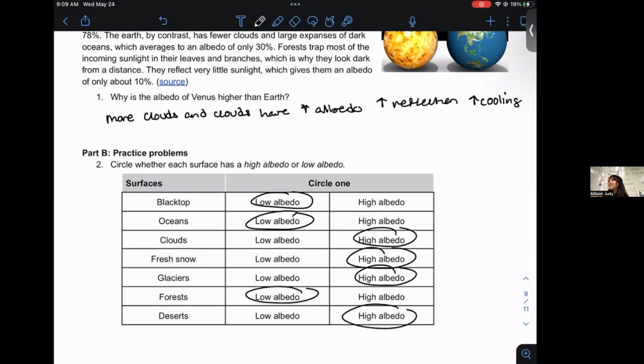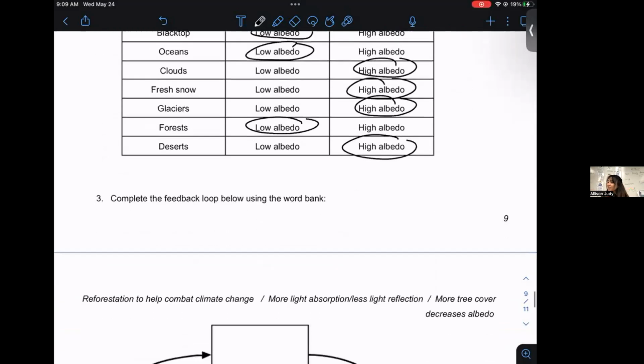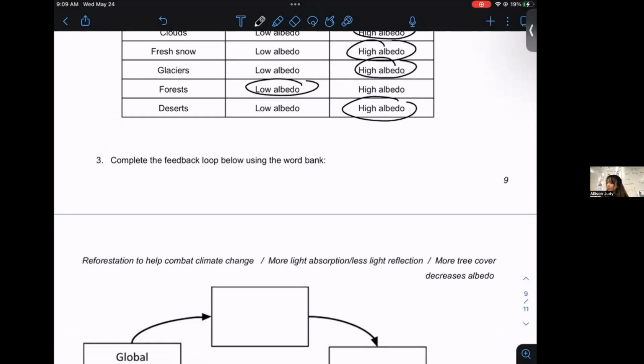They reflect. Remember how we talked about how deserts and soil have low heat capacity? They have a low ability to absorb heat. High albedo, more reflective. Well, that depends on their exposure to the sun and other things, but yes, there's many wavelengths of energy. So, okay. Complete the feedback loop below using the word bank.